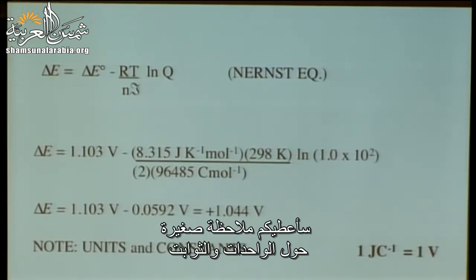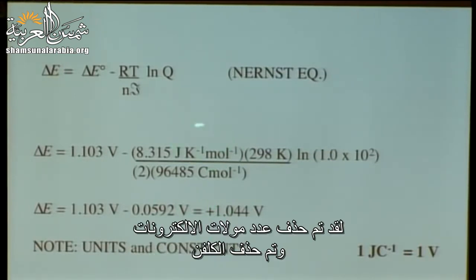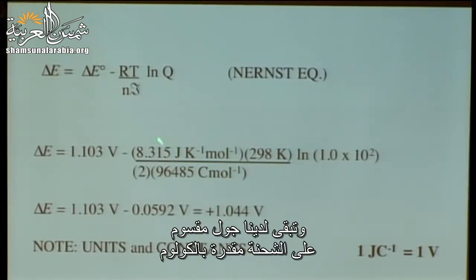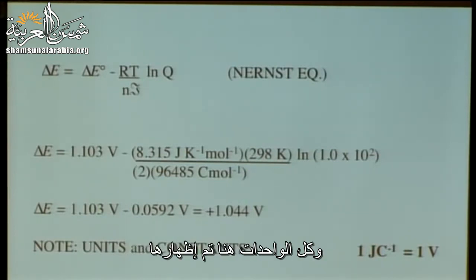So just a note about units and constants. Where did volts come from here? Well, the moles canceled out, and the Kelvin canceled out, and we were left with joules per coulomb. And conveniently for us, joules per coulomb is a volt. So all our units add up here.